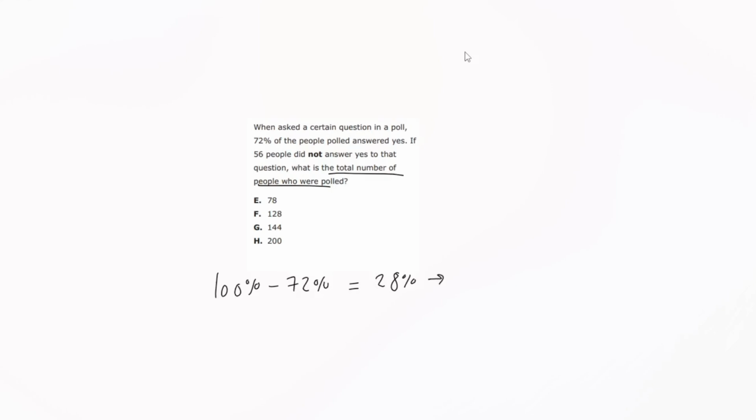And this is the people who answered no, or anything else other than yes, okay? So now what I need to do is I need to set up an equivalent fraction.